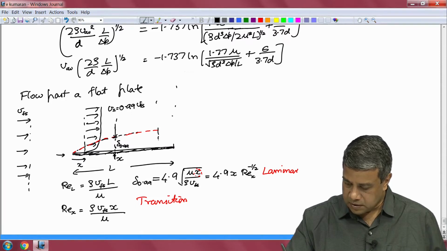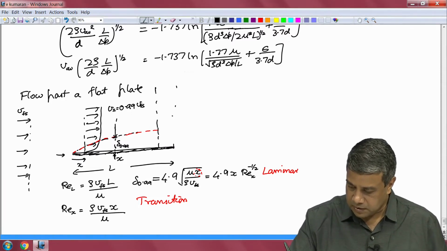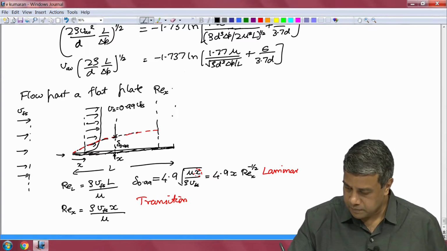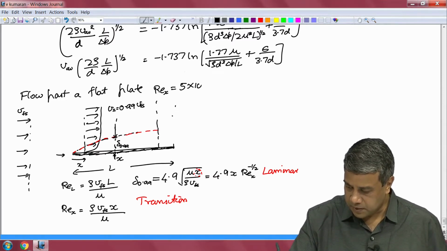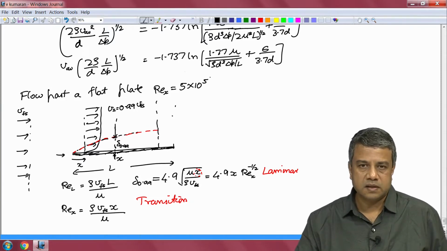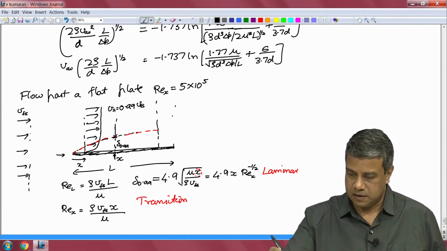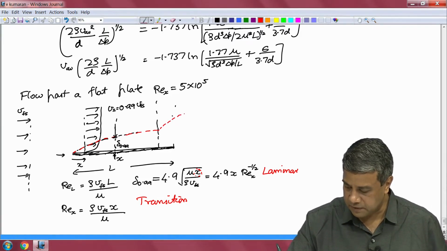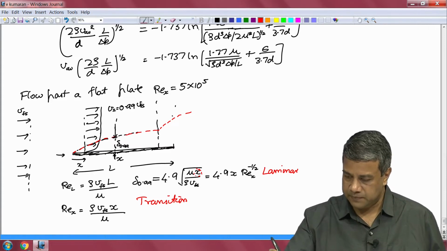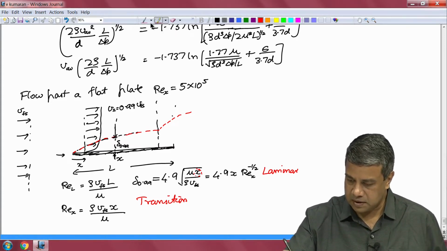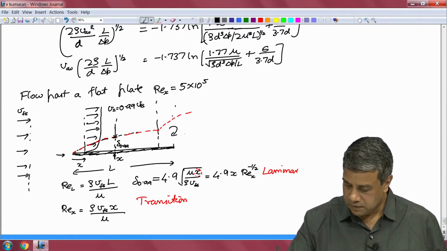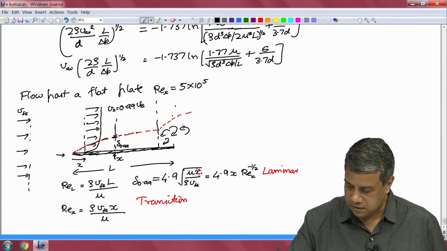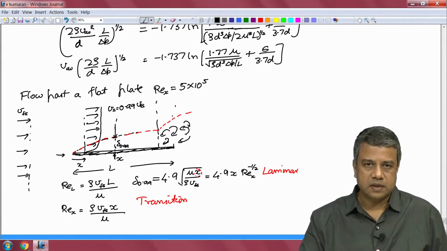At the downstream location where the Reynolds number based upon x is equal to 5 times 10 power 5, there is a transition to turbulence. Within this turbulent region you have fluid velocity fluctuations in eddies in all directions, which transport momentum.